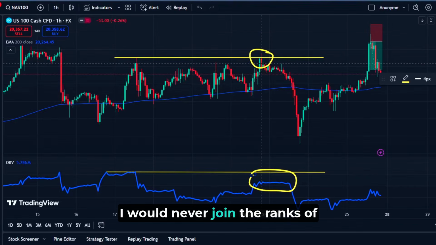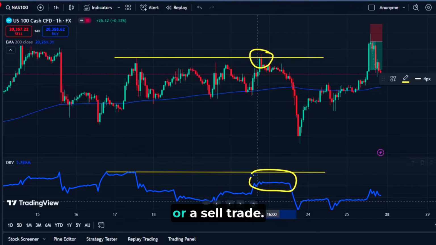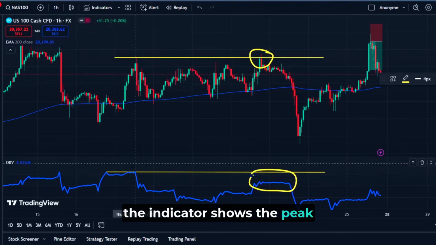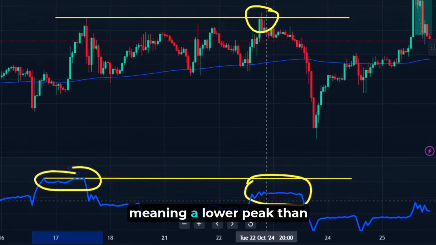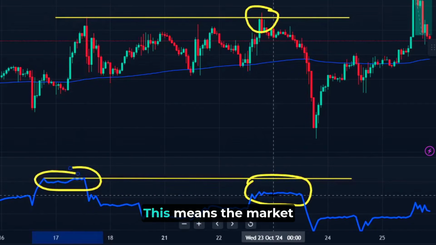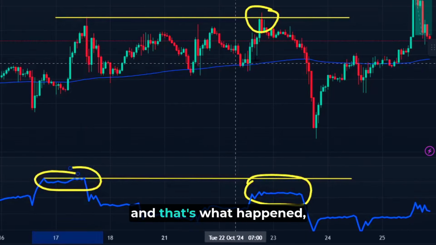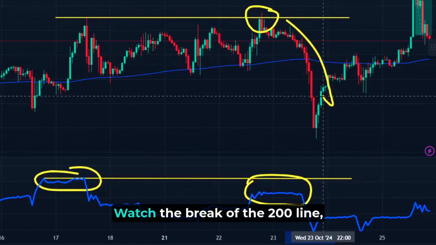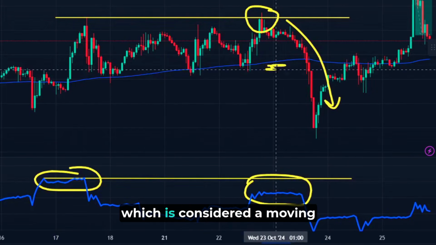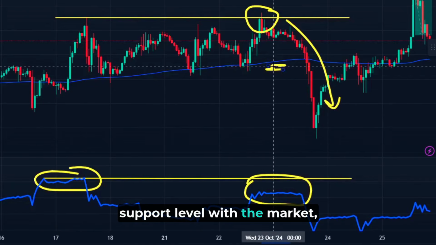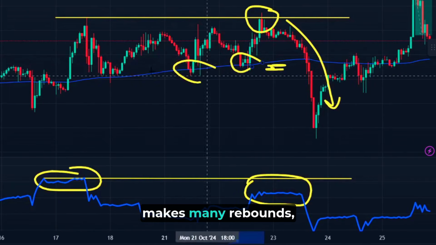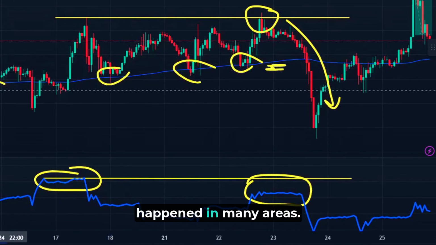Therefore, I would never join the ranks of traders who buy at this point, and I would wait for another opportunity or a sell trade. So the indicator shows the previous peak compared with this peak, meaning a lower peak than the previous one. This means the market will reverse, and that's what happened. The market reversed. Watch the break of the 200 line, which is considered a moving support level with the market, from which the market makes many rebounds, like what happened here and what happened in many areas.